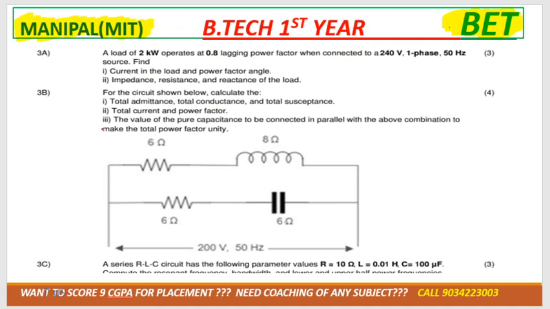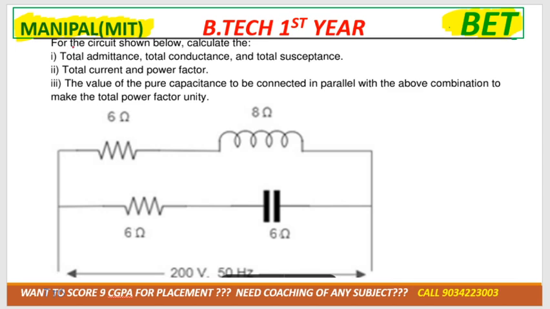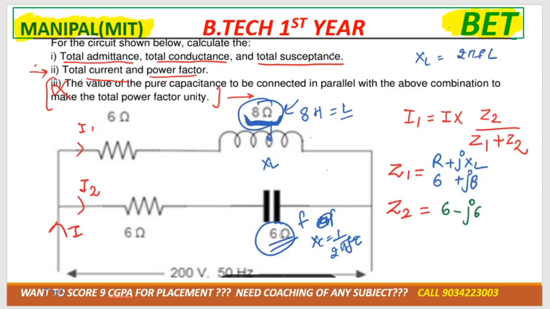This is again from your paper question only. Let's see third B. C, for the circuit shown below, calculate the total admittance. Okay, now see, this is the question. For the circuit shown below, calculate the total admittance, total conductance, and total susceptance. Then they are asking total current and power factor. The third part is left, I didn't cover it, that is from a different concept. So let's calculate first the second part, because we know how we can get the total current and the total power factor, right?